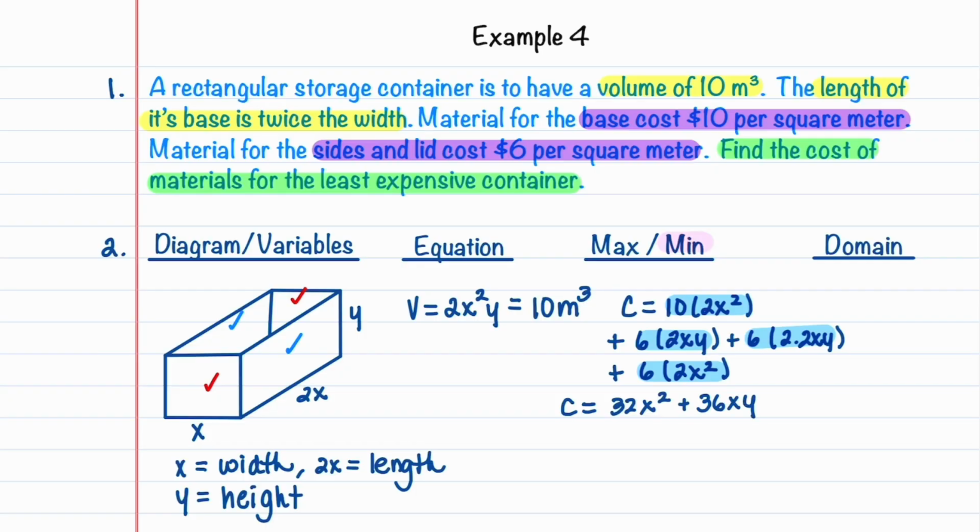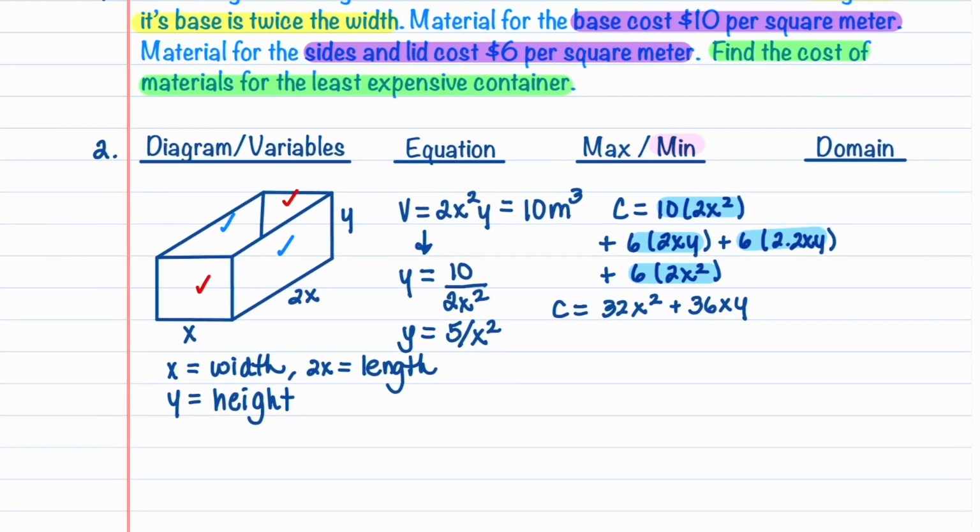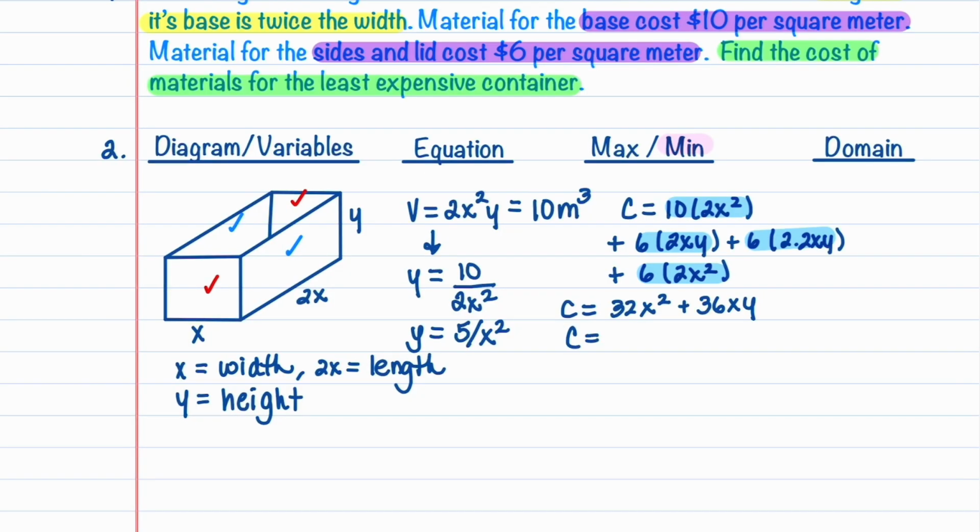Now we need to write this just in terms of x. So what we're going to do is go back to our equation for our volume, and we're going to find out what y is. y is going to be 10 all divided by 2x squared. So we get that y is equal to 5 over x squared. Let's go ahead and substitute that in. Our cost is 32x squared plus 36 times x, and now we have 5 over x squared for y.